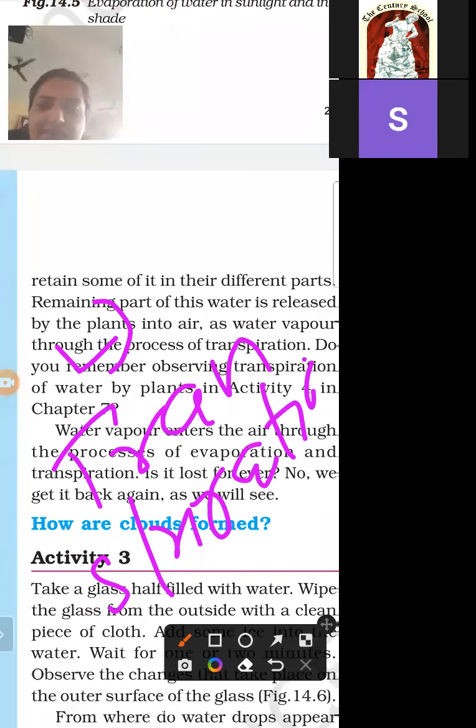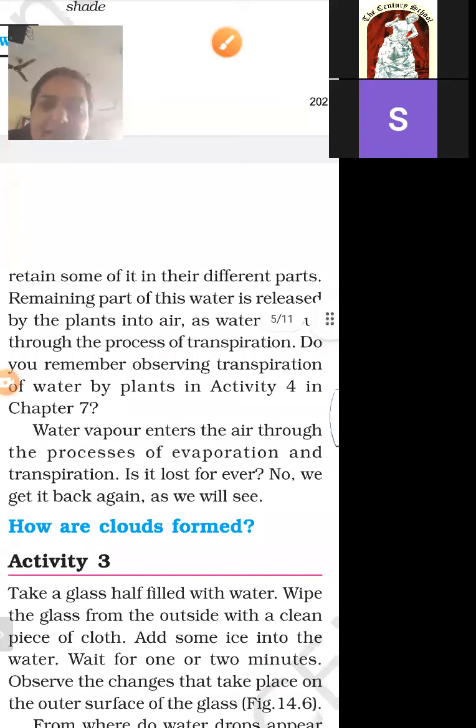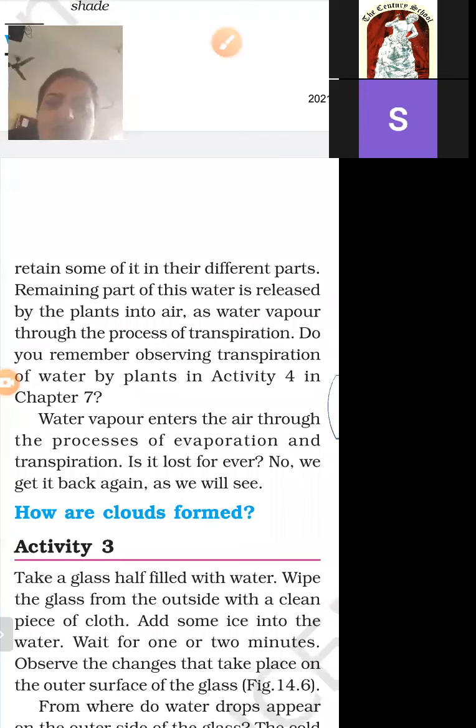जो दो प्रोसेस हैं हमारे, जिसमें पानी हमें एयर में लाना है। पानी एयर में कैसे आएगा, या तो इवेपोरेशन से या ट्रांसपिरेशन से। ट्रांसपिरेशन क्या होता है, जो हमारी लीव्स होती हैं, लीव्स जो पानी रिलीज करती हैं बाय द प्रोसेस ऑफ ट्रांसपिरेशन, which we have discussed in chapter number 7.